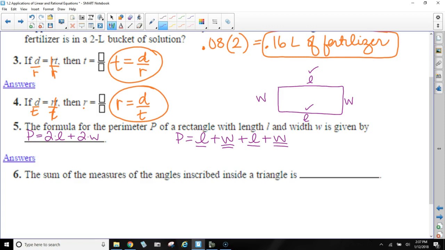In number 6, the sum of the measures of the angles inscribed inside of a triangle. Remember that the sum of all the interior angles of a triangle will add up to be 180 degrees.